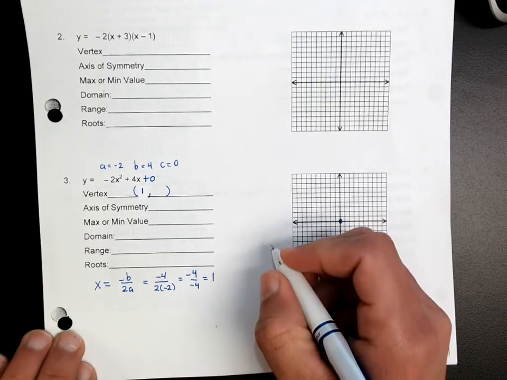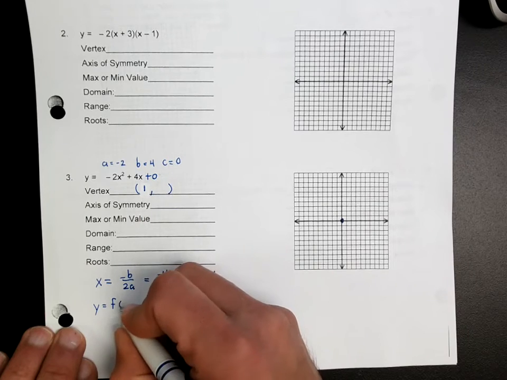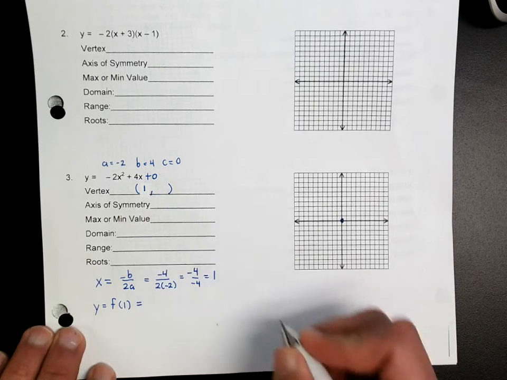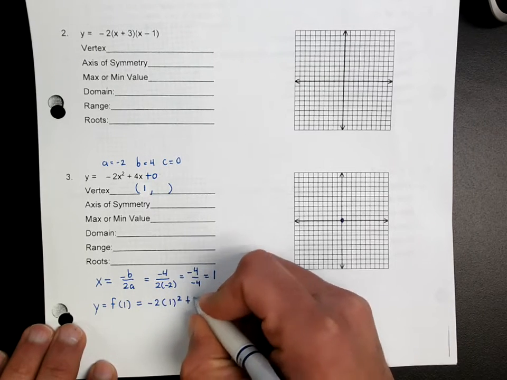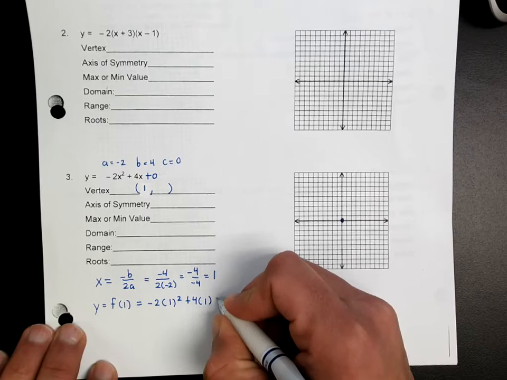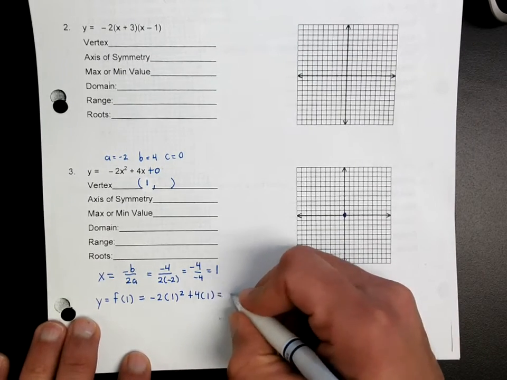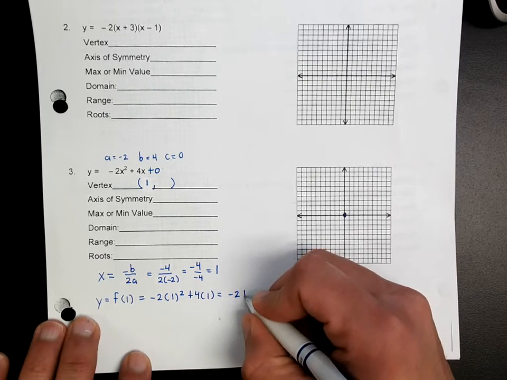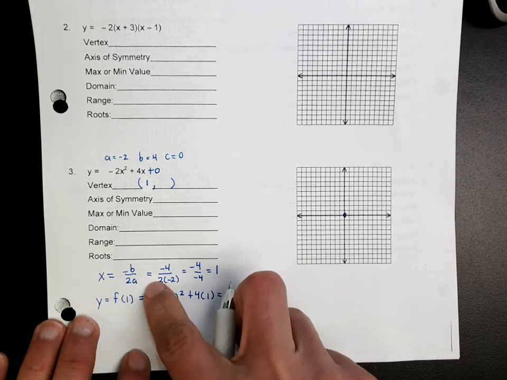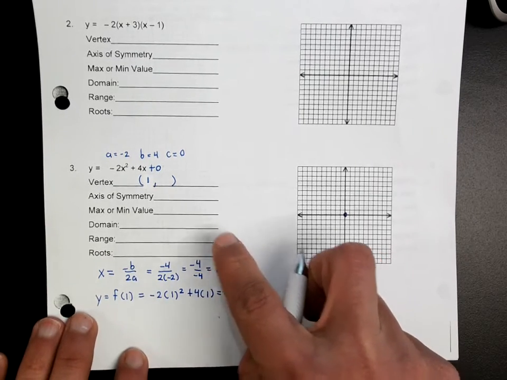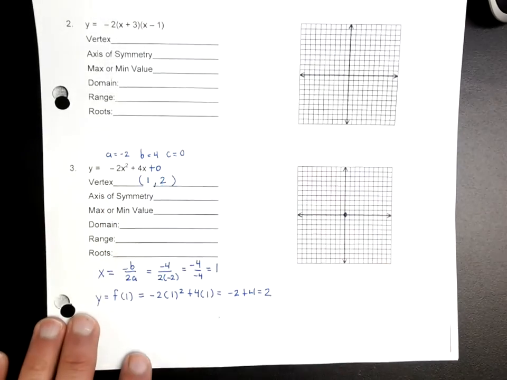Now to figure out the y-coordinate, remember all you're doing is plugging in, in this case, a 1 for x. So we have negative 2 times 1 squared plus 4 times 1. Well, you can write plus 0 if you want to, but it's not going to change anything. So that's going to give me negative 2 plus 4, which is 2. So again, find the x-coordinate by using this formula, and after that just grab the x-coordinate and plug it in for x, and that will give you y. So in this case, the vertex is 1, 2.